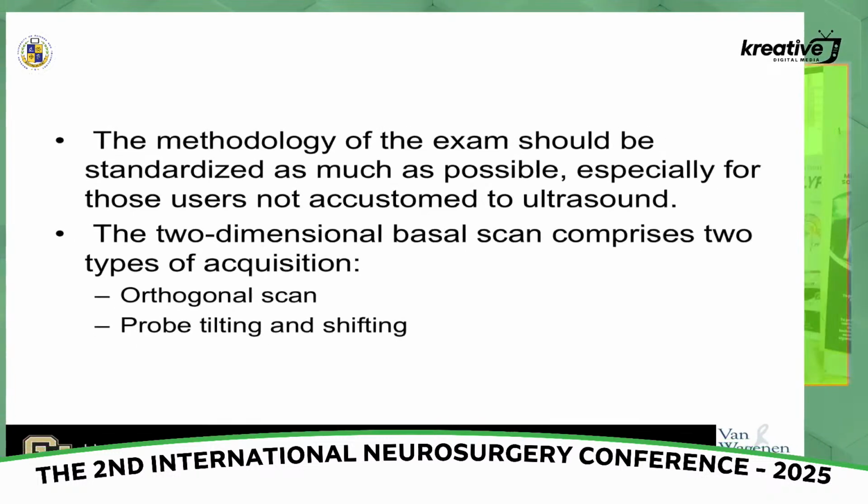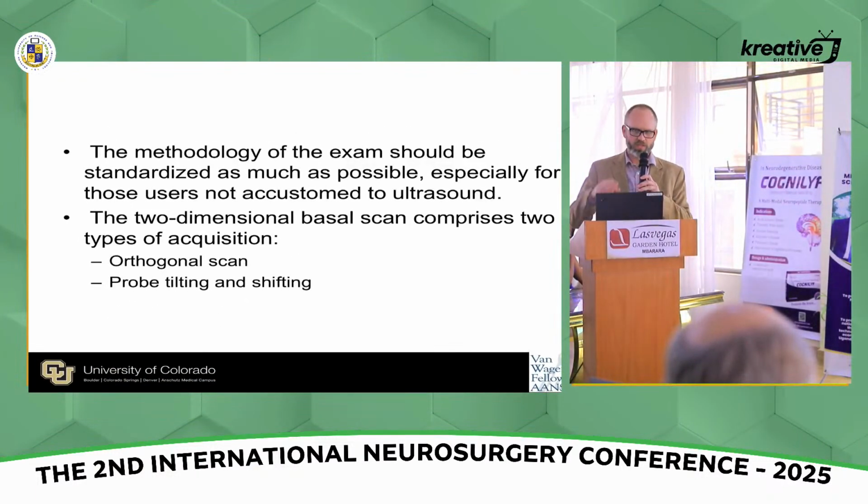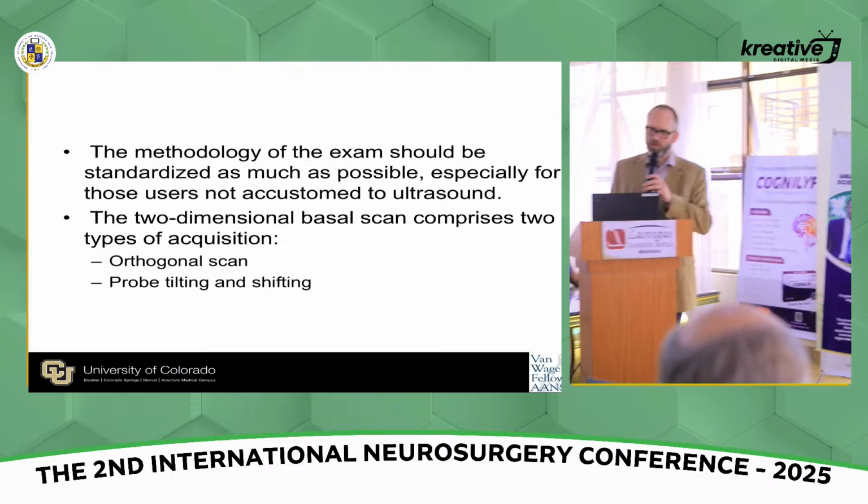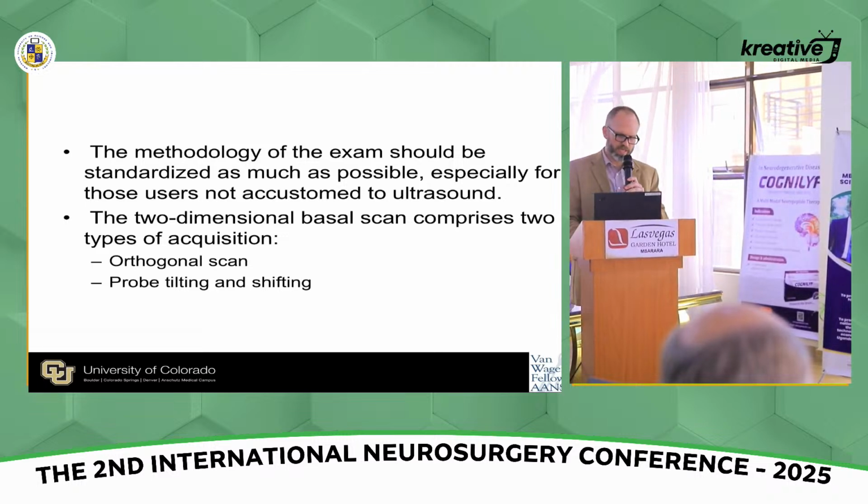You begin with an orthogonal scan, which we talked about. So if we start with terional, you're going to do an axial and a coronal view first. Then you do the probe tilting and shifting to see the whole lesion, right? With the oblique views, just to get a better understanding of everything around it.